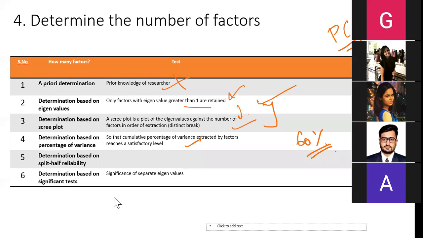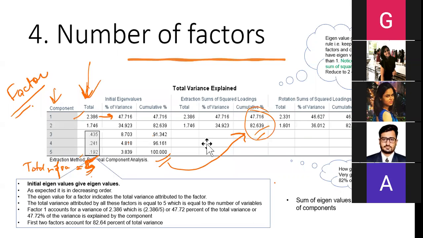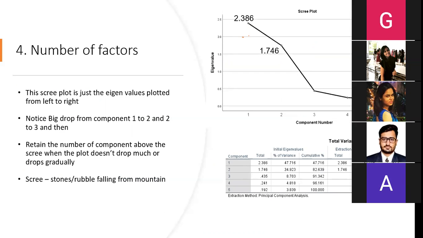Now, we have done this only for factors with eigenvalue greater than 1. And next is, you have checked eigenvalues, you have checked cumulative percentage. Next is called scree plot. So this is a graphical method of seeing how many factors to retain.